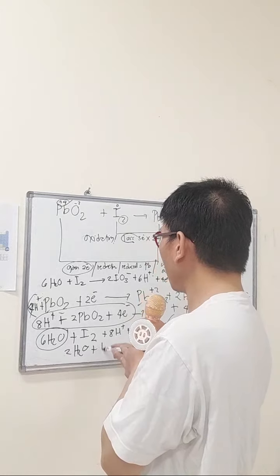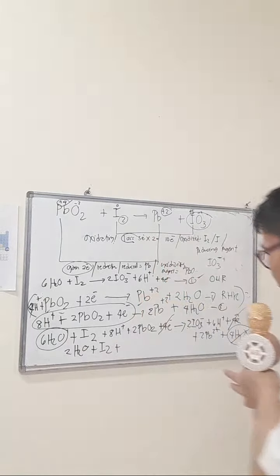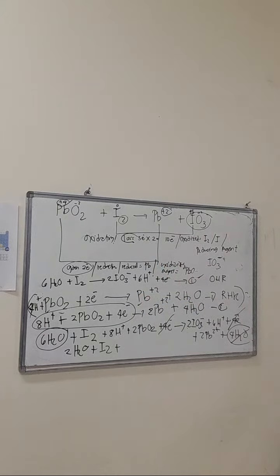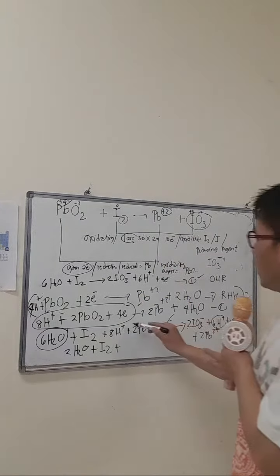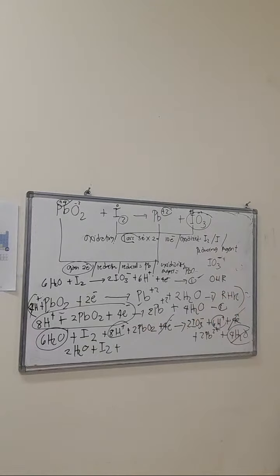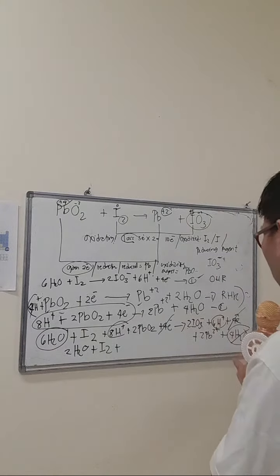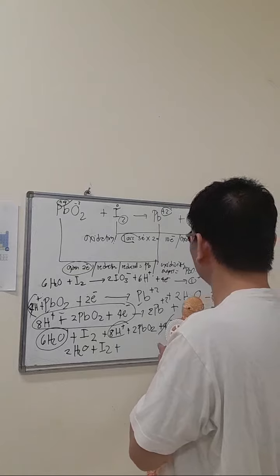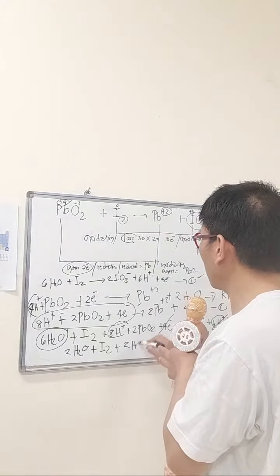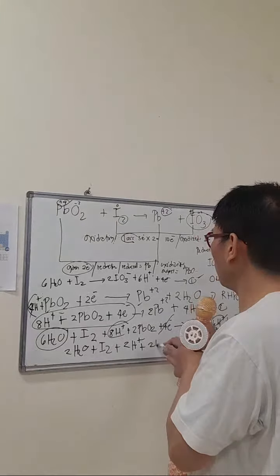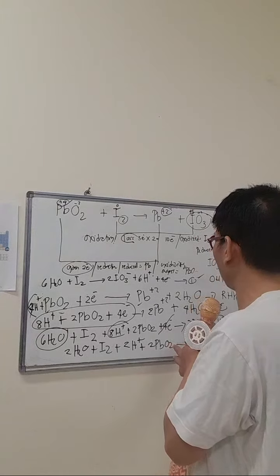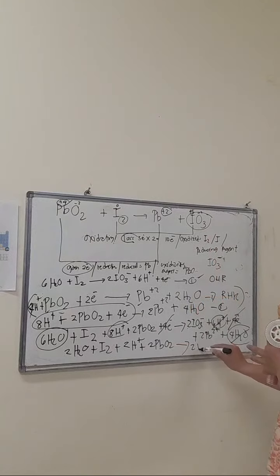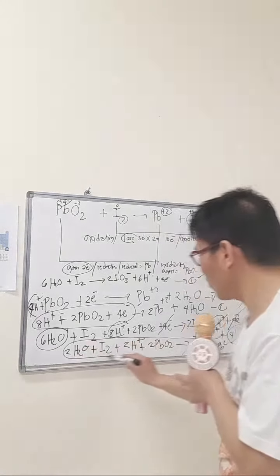Plus iodine gas. Now take note of the 8H plus, we have also H plus on the right. We have 6 here and we have also 8. Again, 8 minus 6 is equal to 2. But since 8 is higher than 6, put the H plus on the left, not on the right. So cancel this one. It's going to be 2H plus, 2PbO2 is equal to 2 iodate plus 2Pb positive 2. And this is your acidic solution redox.